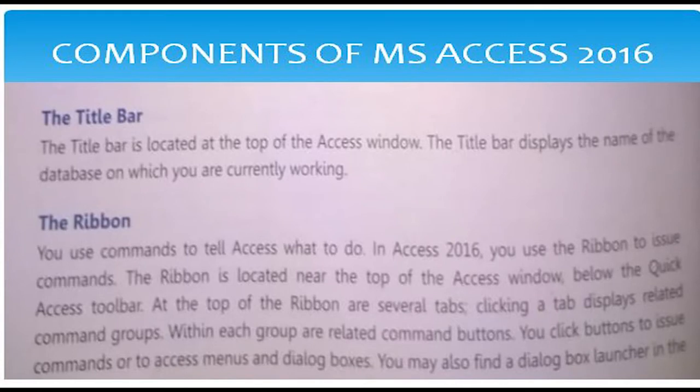First one is title bar. Everybody knows the title bar is located at the top of the Access window. The title bar displays the name of the database on which you are currently working. That means it will display the name of the Access.